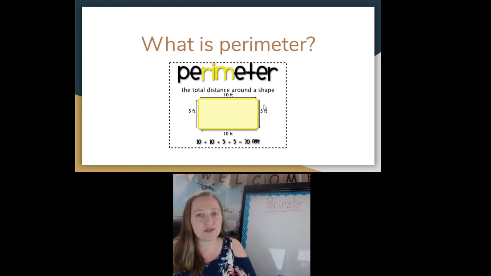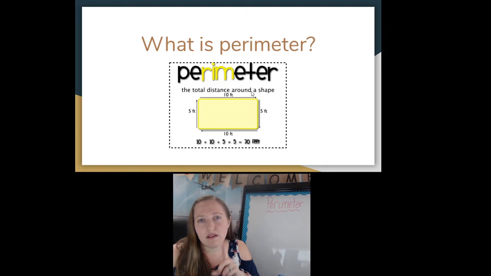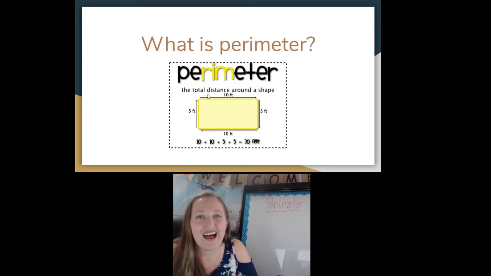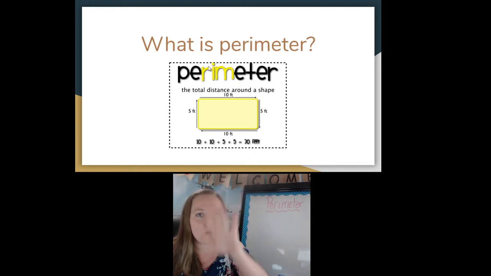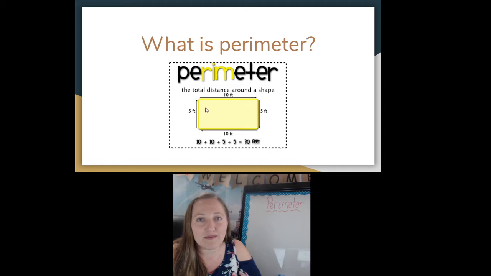Let's start off with a review. What is perimeter? Yes, we find perimeter by adding up all the sides of a shape. I like to think of perimeter as the rim of a shape, as the outsides of a shape. Excellent. We add those side lengths together and we get the perimeter. Yes, a review. You already know this.